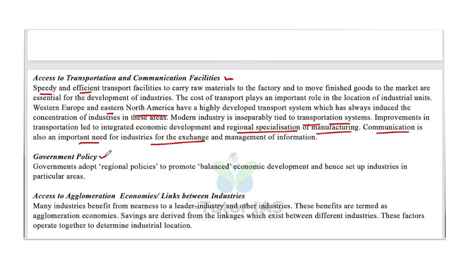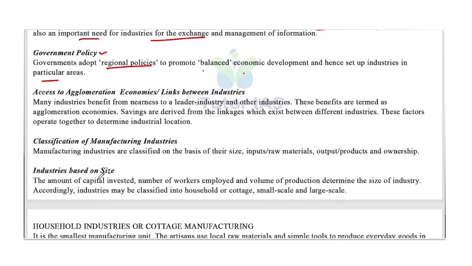Now, government policy. Governments adopted regional policies to promote balanced economic development and hence set up industries in particular areas. Now, access to agglomeration economies, that is, linkages between industries. Many industries benefit from nearness to a leader industry and other industries. These benefits are termed as agglomeration economies. Savings are derived from the linkage which exists between different industries. These factors operate together to determine industrial location.